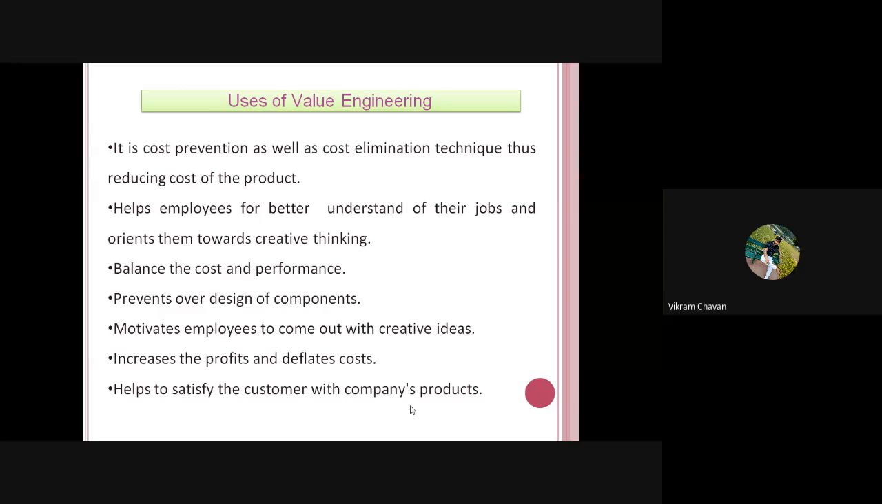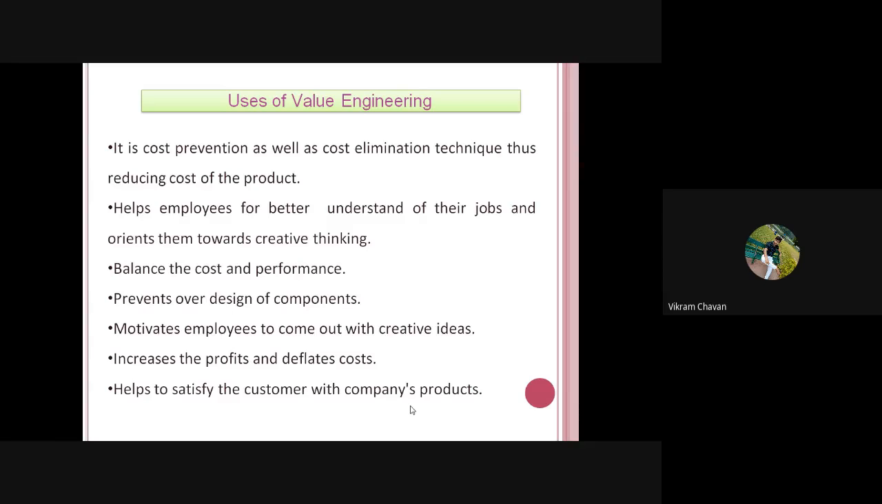Next point: helps employees for better understanding of their jobs, and orients them towards creative thinking.